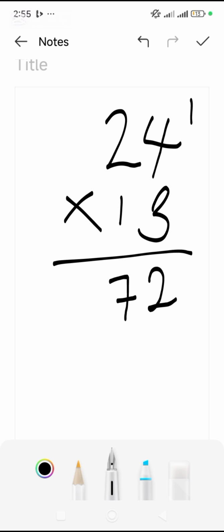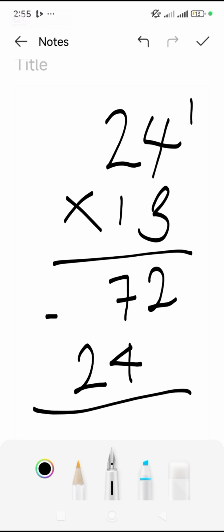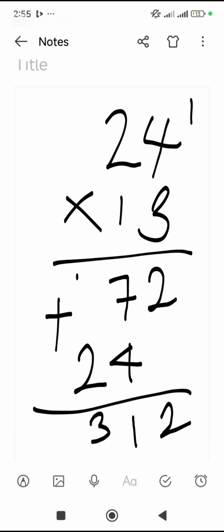Then 1 times 4 is 4. 1 times 2 is 2. And then we add this side. We have 2. We have 7 plus 4, that is 11. Write 1 and carry 1. 1 plus 2 is 3. And this is the answer.